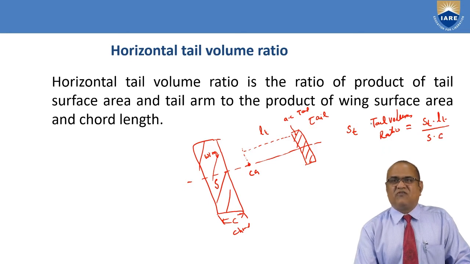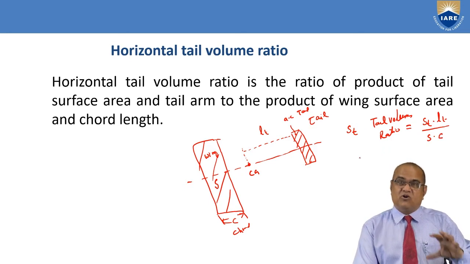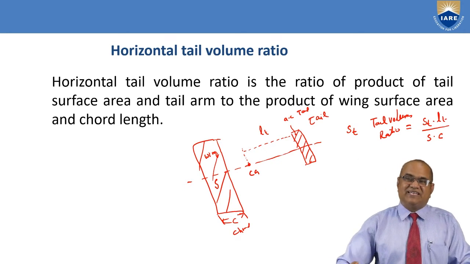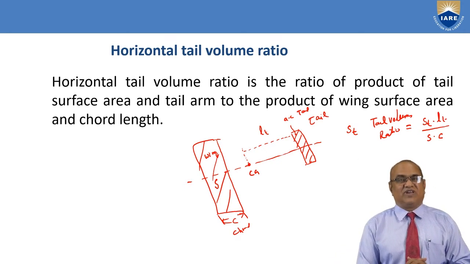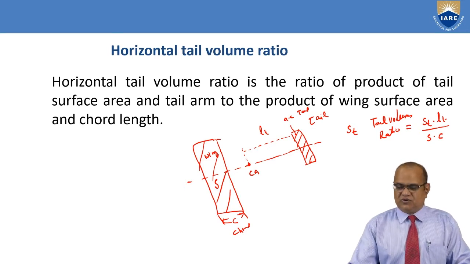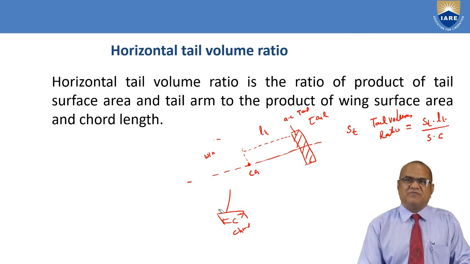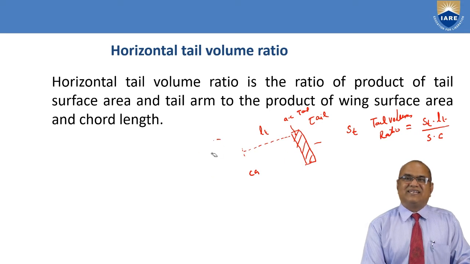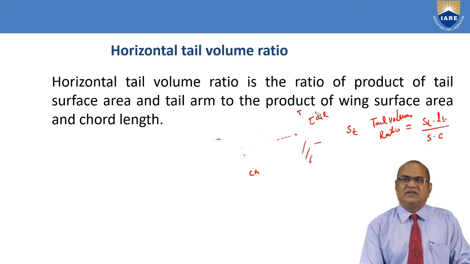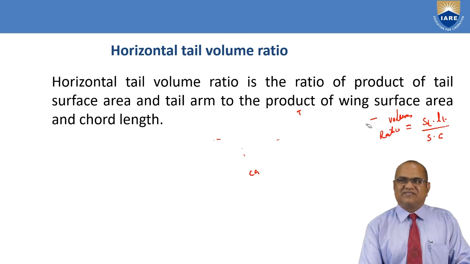So this is one of the very important parameters to assess how much percentage of the area the tail has compared to the wing. If I say that the tail volume ratio is 20, it means the area of the tail is 20% of the area of the wing. So that is the meaning of the tail volume ratio, and it is one of the very important parameters to understand the aircraft static stability, especially in the longitudinal case.